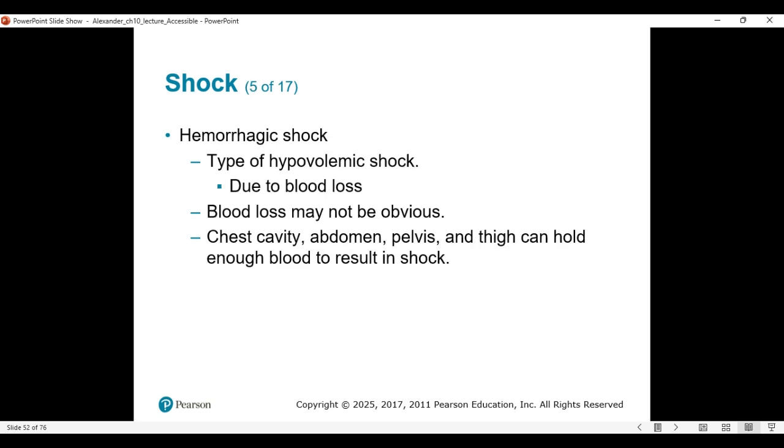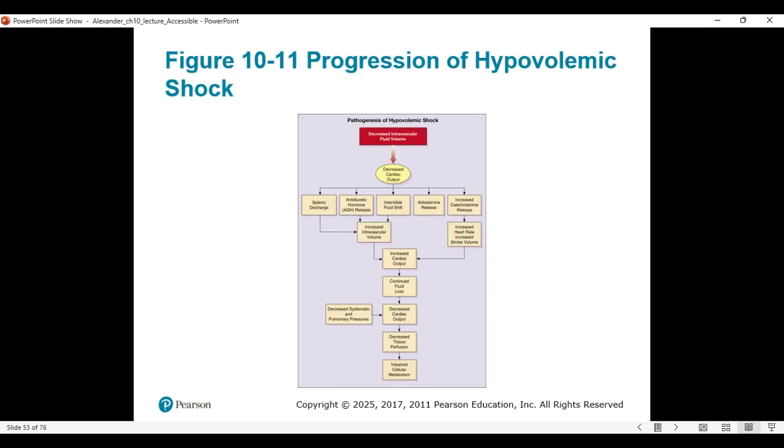Hemorrhagic shock is a type of hypovolemic shock. This is specifically blood loss. We talked about how hypovolemic could be volume, so this could be dehydration, but hemorrhagic shock is due to blood loss. It may not be obvious because we could lose a lot of blood in our cavities, like our pelvic cavity or into our abdomen or chest cavity. They all can result in enough blood loss to result in shock.